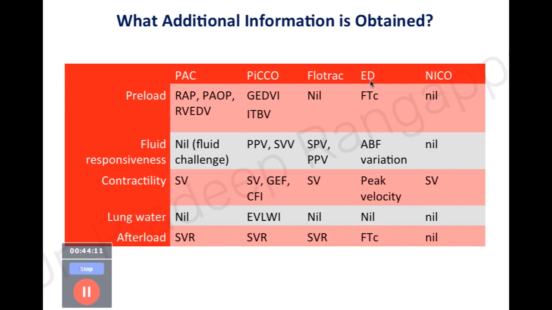So this esophageal Doppler is predominantly used in the UK, is what I hear. It basically gives aortic blood flow variation, and it gives you flow time, and it will calculate stroke volume. It gives you stroke volume.